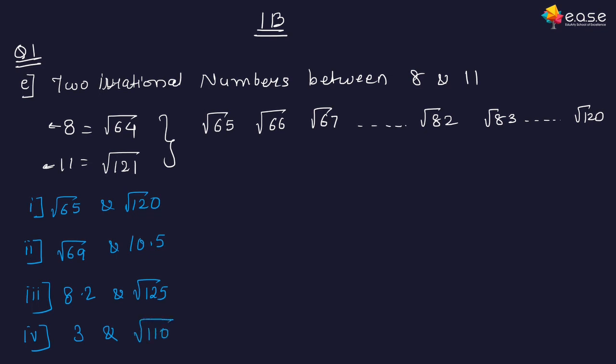See, if you look very closely, the first option will be the right option. Why? Because from root 64 to 121, root 65 and root 120 will fall between 8 and 11, correct? So our first option, that is option 1, is the answer. For the rest of the options, if you do 69, yes, 69 will come there, but if you see 10.5 and square it, it will be 10.5 into 10.5, so it will be more than 100, correct? So that also could come, but this is the outrightly correct answer.